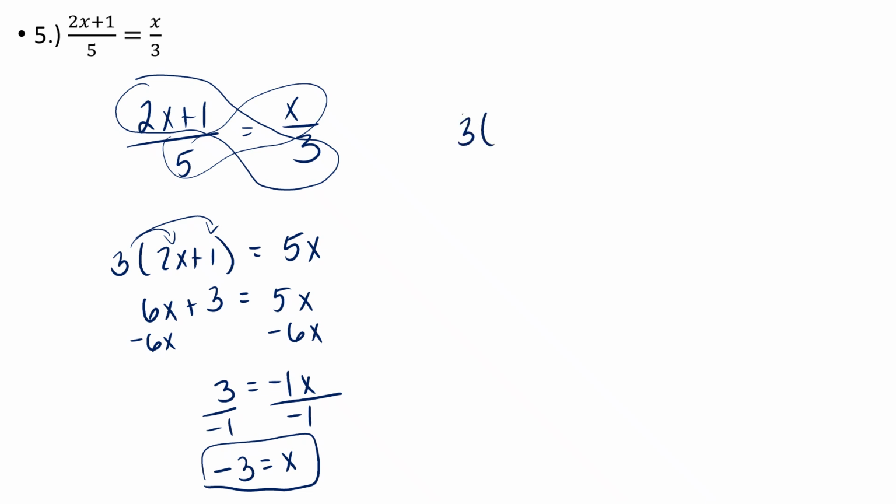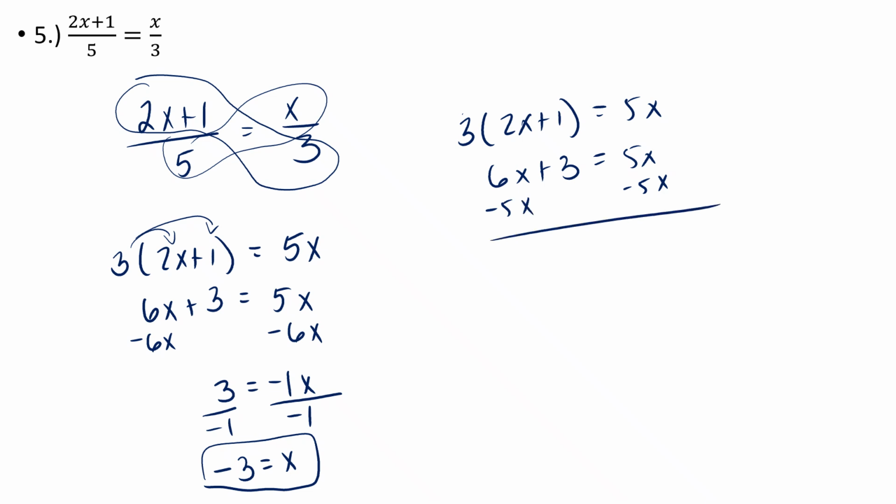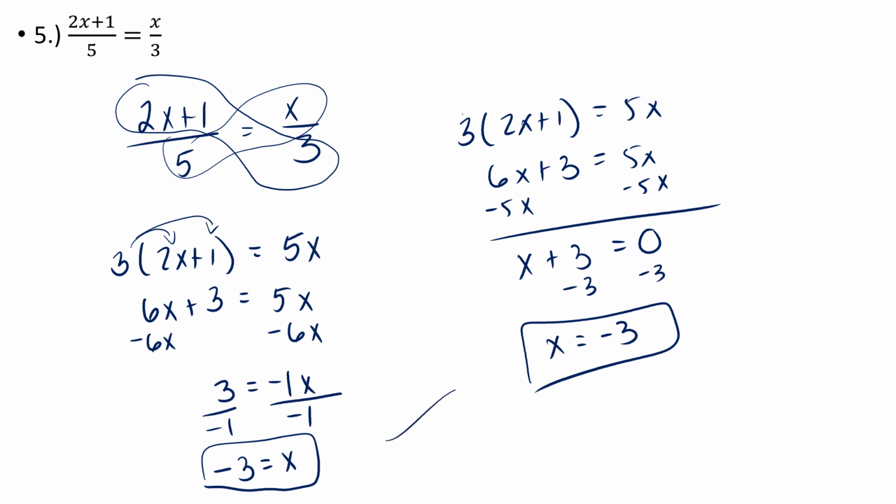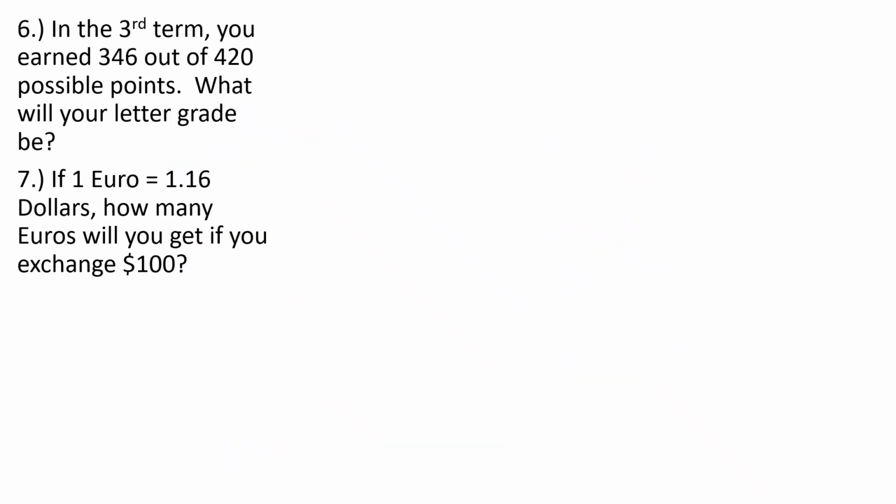You might also have done something like this after you distributed. Some people like to keep the x's positive. So 6x minus 5x is x. And just remember, if you did that, 5x minus 5x is 0. And then you would subtract the 3. So either way, you should get negative 3. Negative 3 is the answer to that. And you really do have to fall back onto cross multiplication. Do I know that when I have 2 equal ratios that the cross products will be equal? All right, now we get to the fun ones.